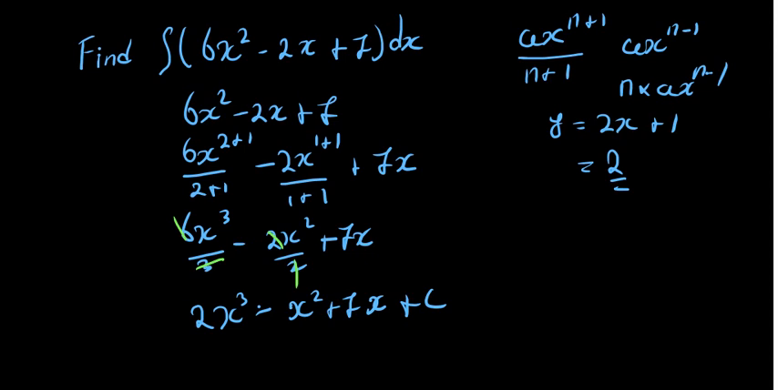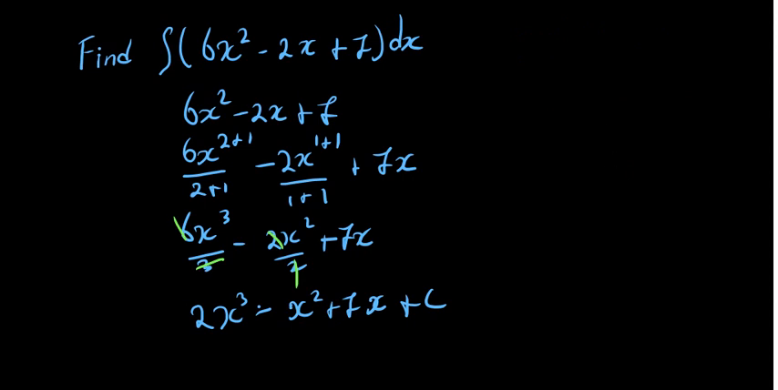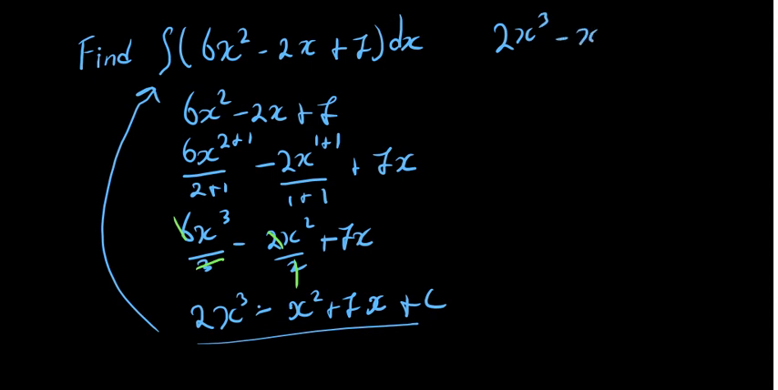So you can give it a try. You can try to integrate that one. You see if you're going to get this. We try to differentiate what we have here. We see if we can get back our function that we have right there. So we have 2x to the power 3 minus x to the power 2 plus 7x plus our c.